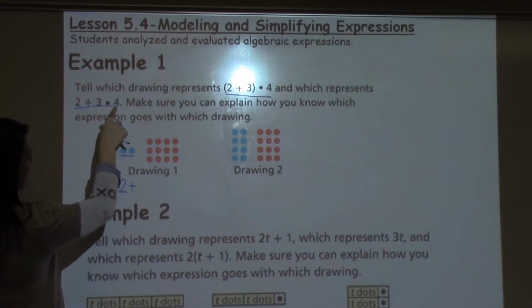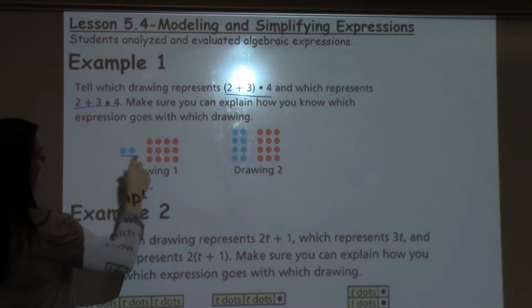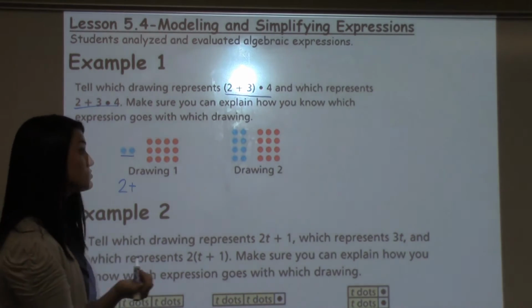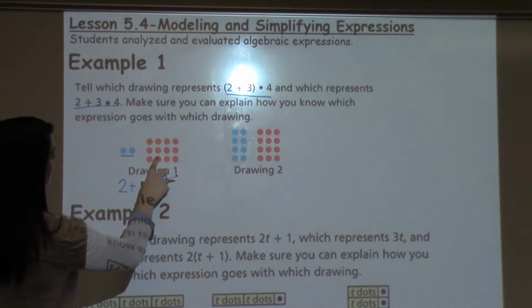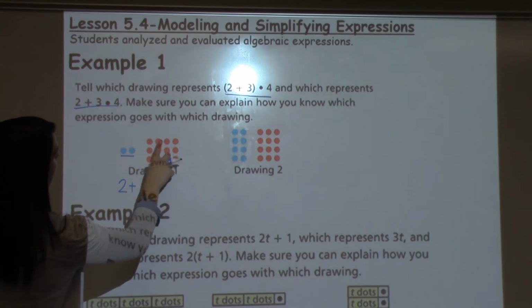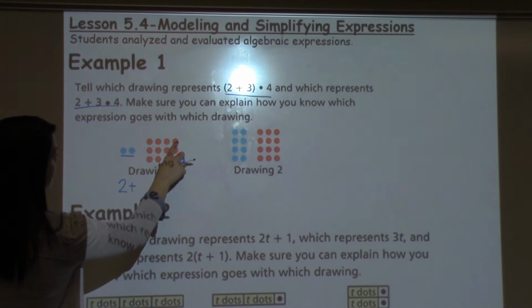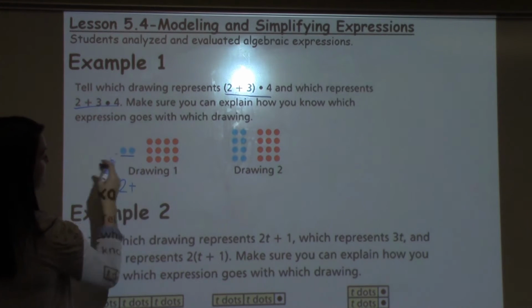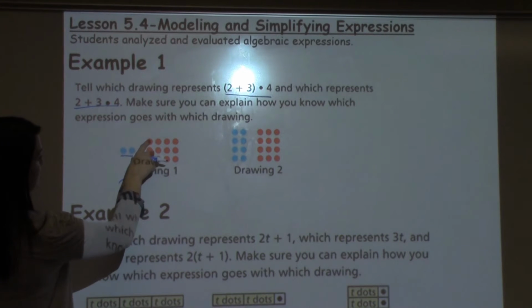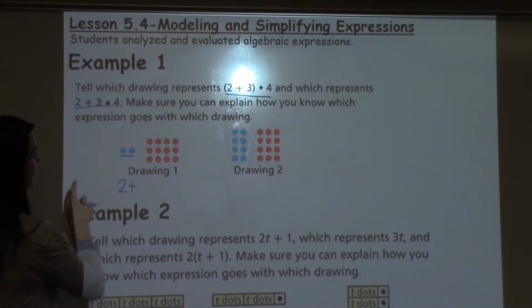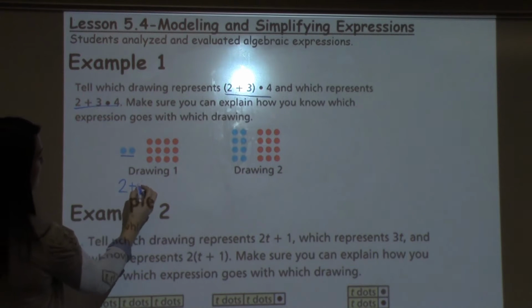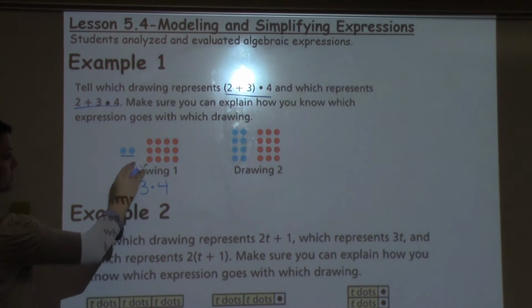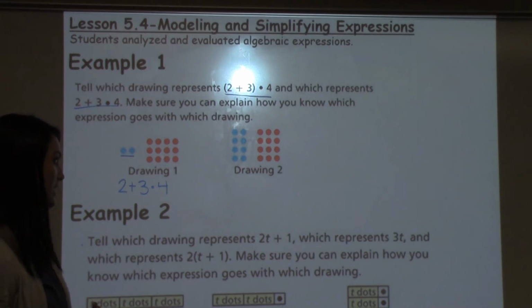Now 3 times 4, this big clump of red dots should come up to what 3 times 4 equals, which I know is 12. So if I have 1, 2, 3, 4, 5, 6, 7, 8, 9, 10, 11, 12 red dots, that seems to work. Another way to look at that would be to look at it as an array. This is 3 dots times 4 dots across, which also shows 3 times 4 equals 12. So I know that drawing 1 matches with this, and I can explain my thinking.